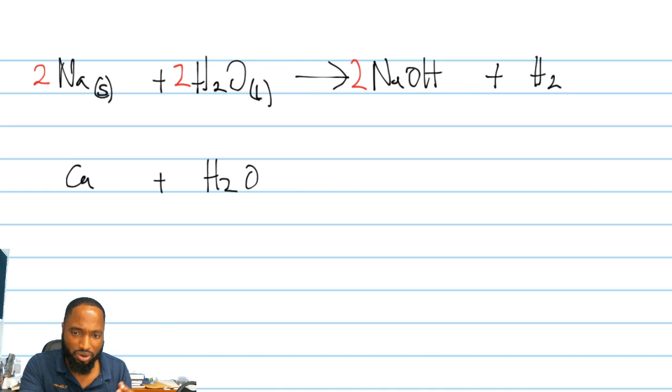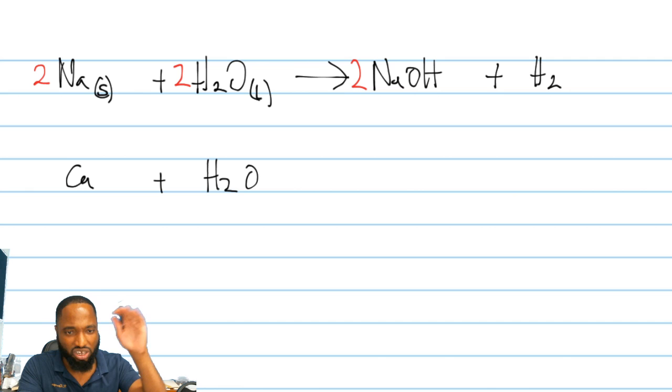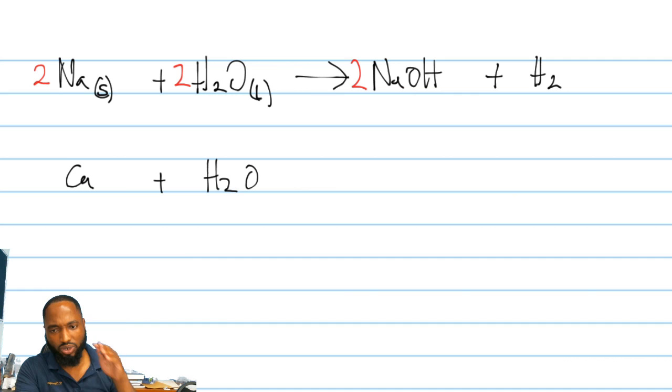Yeah, moderately. Slowly is magnesium. Aluminium, nah, you need steam. You gotta bring the steam, bro. Alright, learn the cutoff points, you understand what I mean? Learn where it cuts off. So like aluminium, we're out of that cold water business. So that's the cutoff point there, and then lead is the cutoff point for all the reactions.